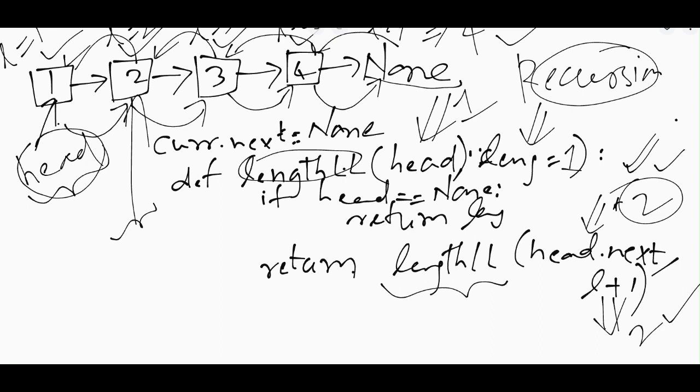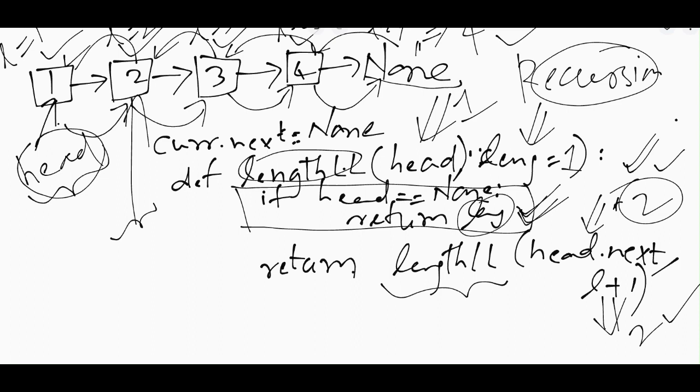I am calling it on the neighbor, and this in turn calls it on the next neighbor, and this in turn calls it on the next neighbor until I reach None. So I am writing the base case: if head equals None, return the length. It means I am increasing the length at every step whenever I call it on the neighbor, and whenever I reach None, please return the value of the length.